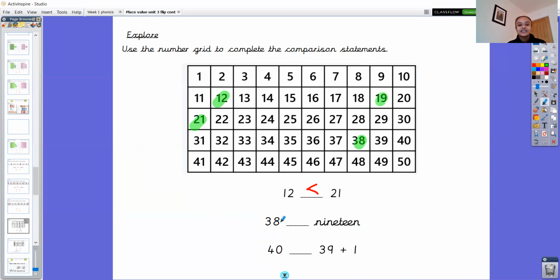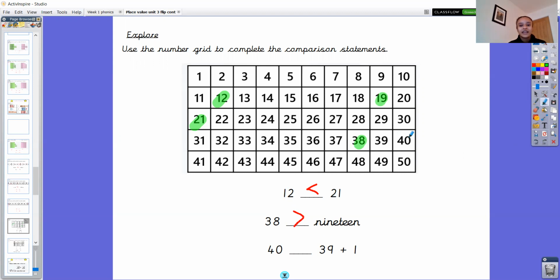And there's 19. So 38 is what the 19? Have a think. What symbol am I going to use? More than or less than? Well done. 38 is more than 19, isn't it? 38 has got 3 tens, 19 has only got 1 ten. Well done. Okay, and the last one, I've got the number 40.